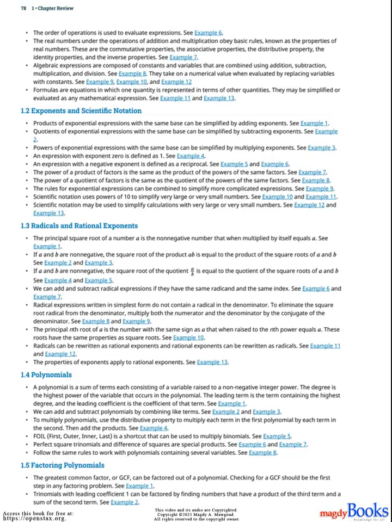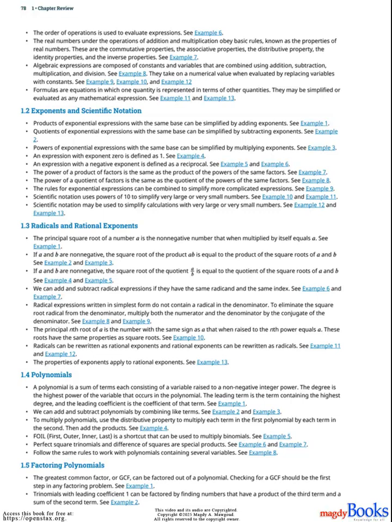1.3.4. We can add and subtract radical expressions if they have the same radicand and the same index. See example 6 and example 7. 1.3.5. Radical expressions written in simplest form do not contain a radical in the denominator. To eliminate the square root radical from the denominator, multiply both the numerator and the denominator by the conjugate of the denominator. See example 8 and example 9.